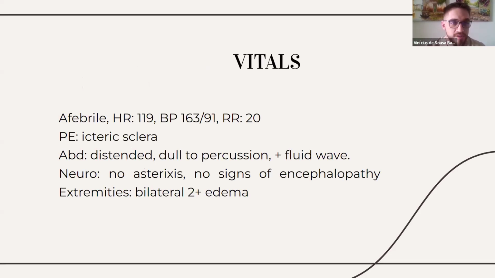So, continuing with her vitals, the patient is initially afebrile with a heart rate of 119, a blood pressure of 163/91, and a respiratory rate of 20. Physical exam reveals icteric sclera, and the abdomen is distended with a fluid wave on percussion. Neuro reveals no asterixis, no signs of encephalopathy, and extremities with the presence of bilateral 2+ edema.